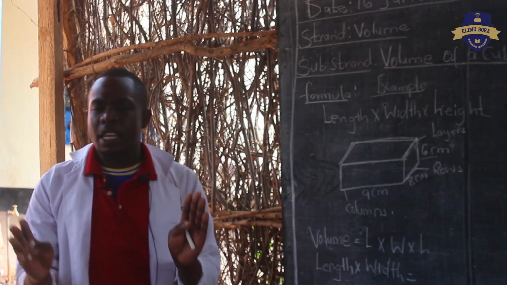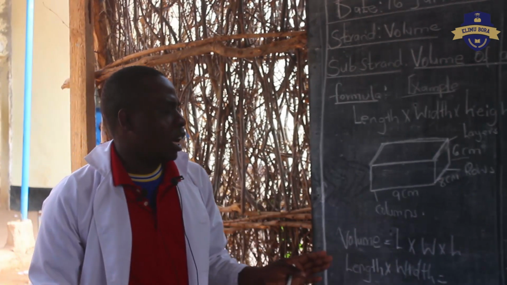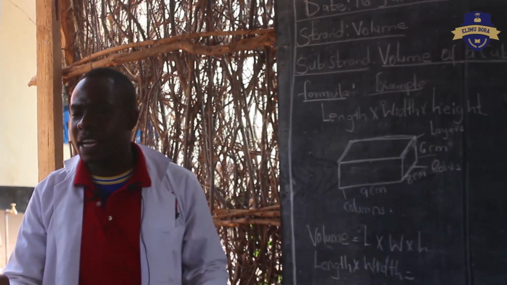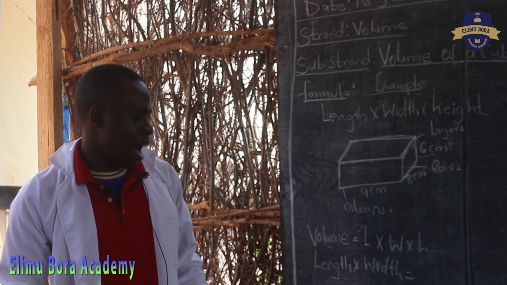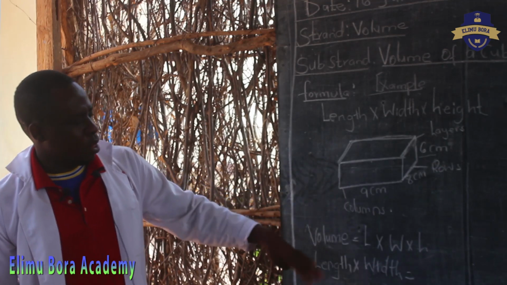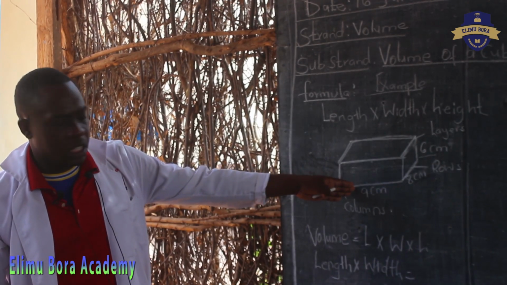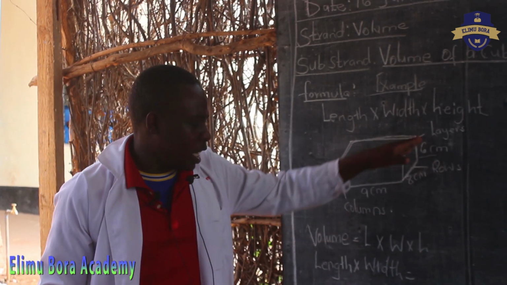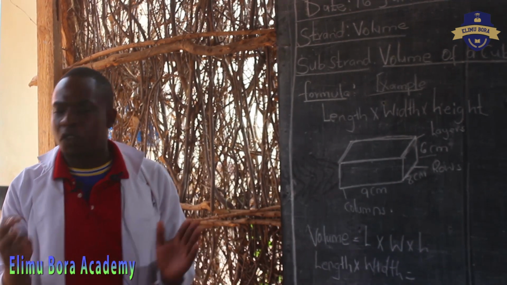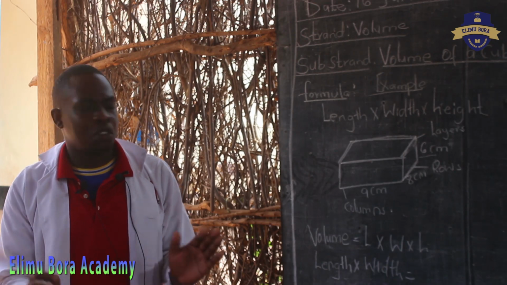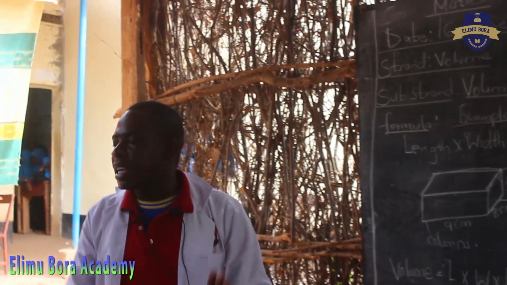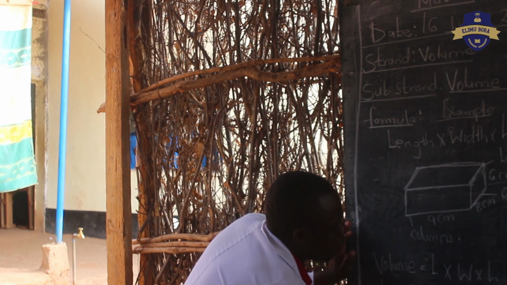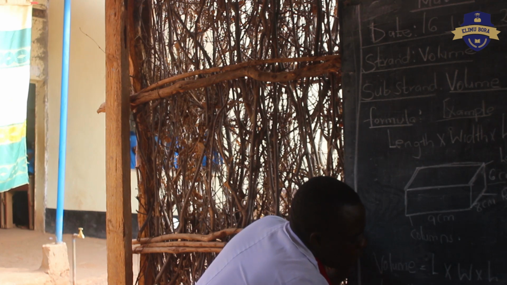Now, the formula for finding a volume is length times width times height. For example, here we have 9, 8, and 6. We have been taught to find the volume. First of all, we take length times width, where our length is 9 centimeters.